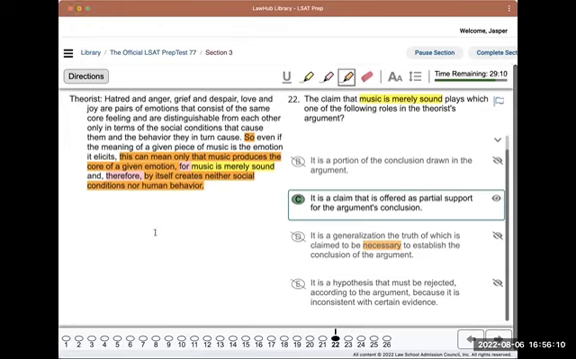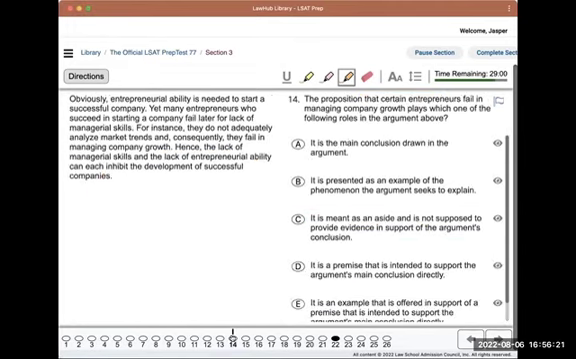All right, what do we have next? We have the same section, right? Yeah, 77, section 3, question 14. The proposition that certain entrepreneurs fail in managing company growth plays which one of the following roles? All right. Certain entrepreneurs fail.